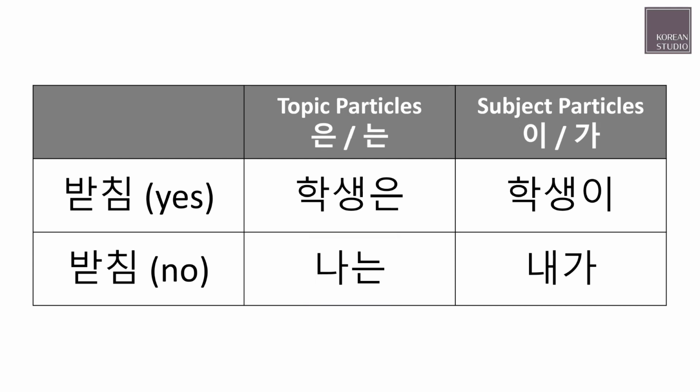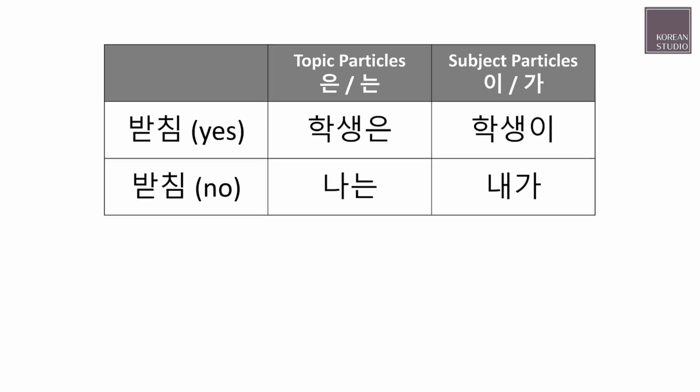Similarly, with the subject marker particles 이 and 가, if the syllable before has a 받침, then we use the particle 이. But if the syllable before doesn't have a 받침, we use the particle 가. And with the pronoun 나, it changes to 네 when it's used with the particle 가. Let's look at a few other examples.